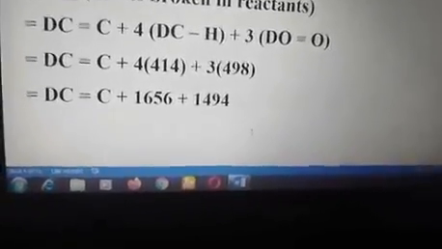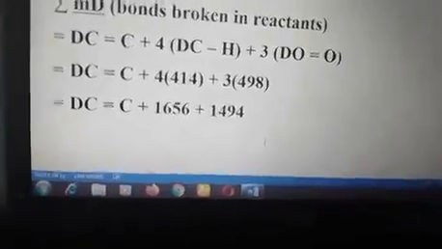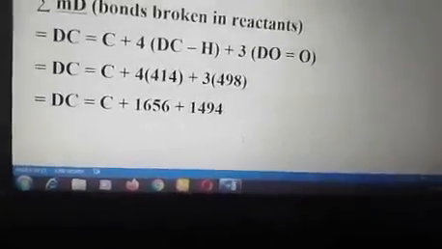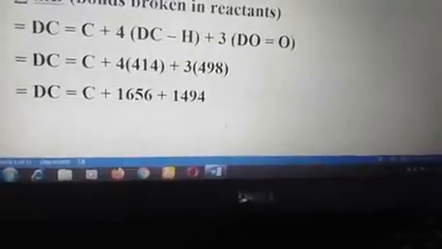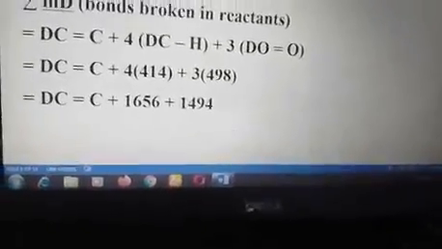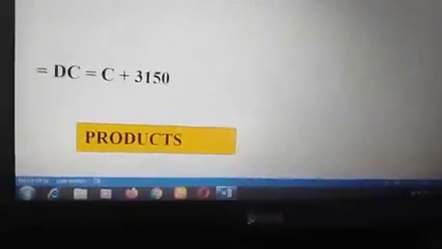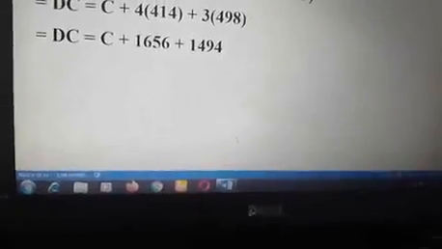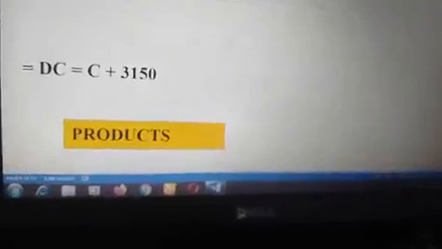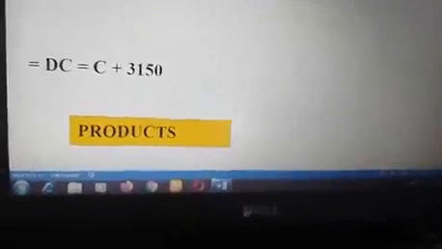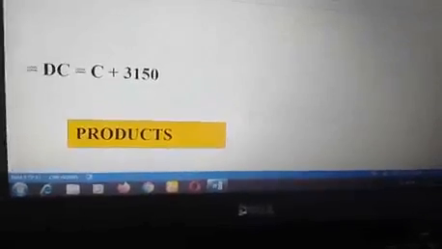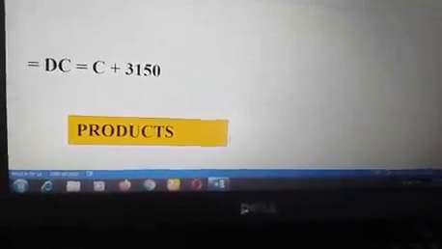We'll solve it out. We'll have D of C to C double bond plus 4 times 414, which is 1656, plus 3 times 498, which is 1494. So adding 1656 to 1494 will give us 3150. So we have the bond energy of carbon to carbon double bond unknown, and we're looking for that.